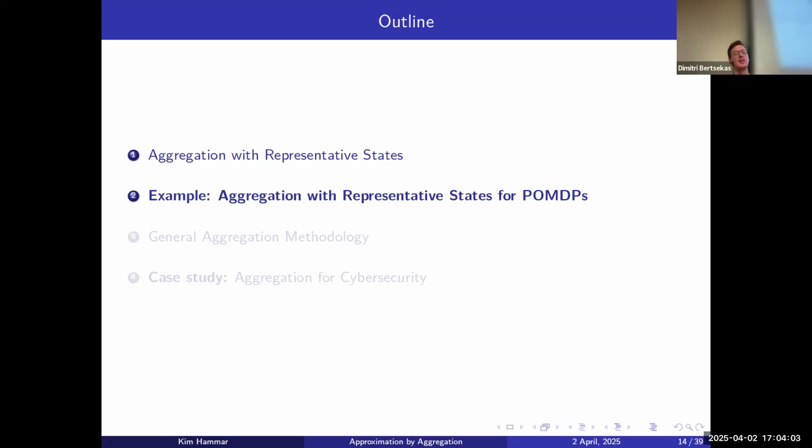Now I will illustrate this whole methodology by applying it to a POMDP. I also want to make a remark here, since we were asked a question about this earlier, that this framework extends to state spaces that are continuous. In the example now, we're going to apply it to a space that is continuous. So you can do aggregation over continuous spaces as well.